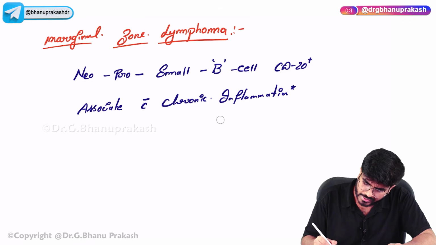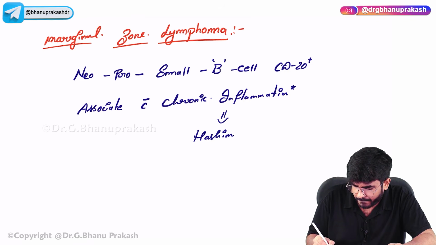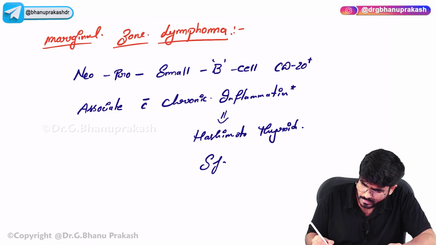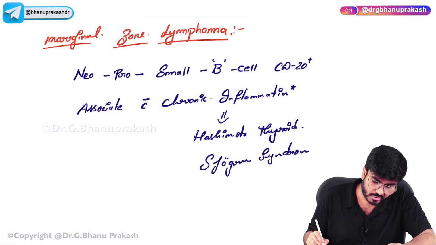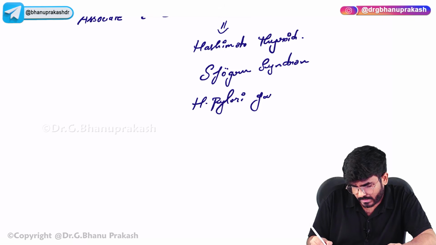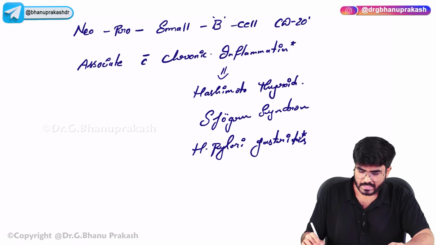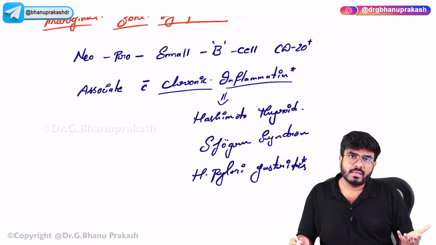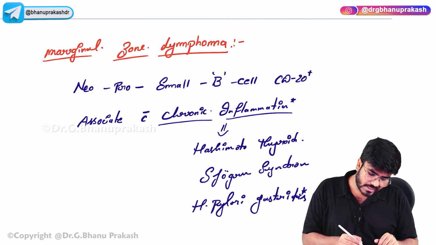So what are the examples of the chronic inflammatory conditions? Like Hashimoto's thyroiditis, Sjogren syndrome, or H. pylori gastritis. So it's not the translocations, it's the chronic inflammatory conditions. In chronic inflammatory conditions, the marginal zones are going to be expanded. And if the marginal zones are getting expanded, that's going to cause the marginal zone lymphoma.